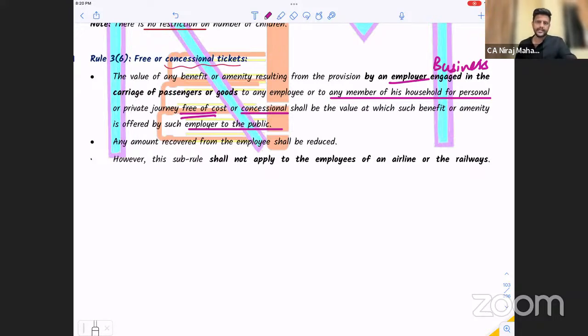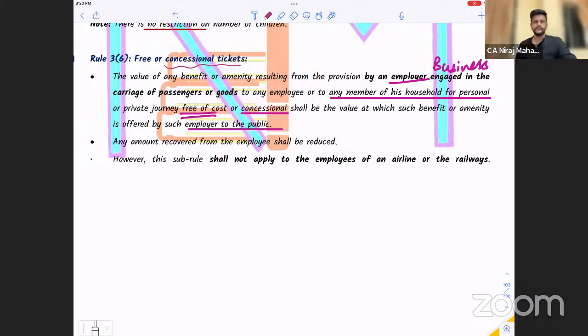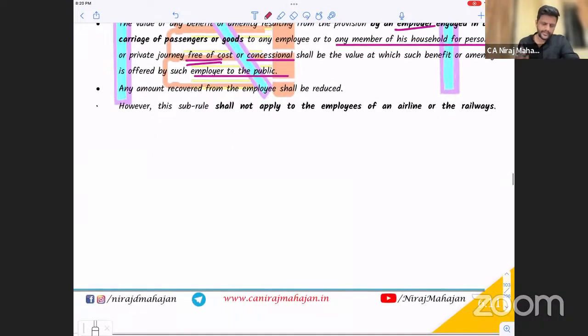That will be taxable in the hands of the employer. Any amount recovered from the employee shall be reduced. This we do always by default. However, this sub rule shall not apply to employees of an airline or the railways.